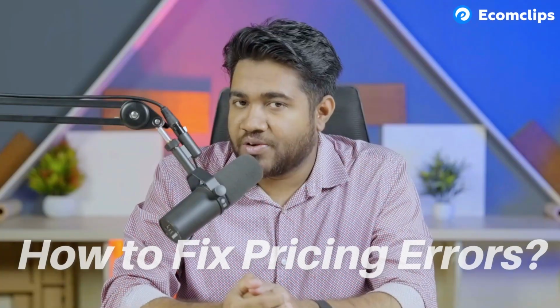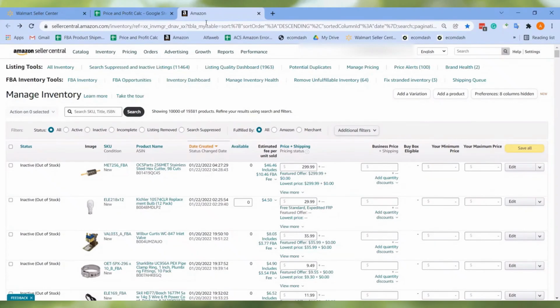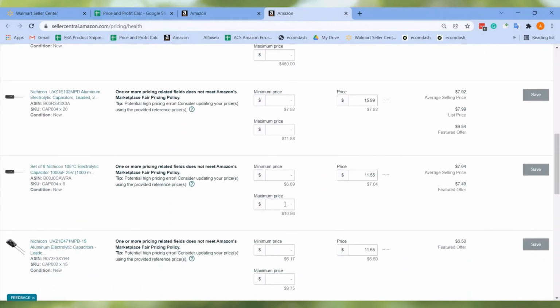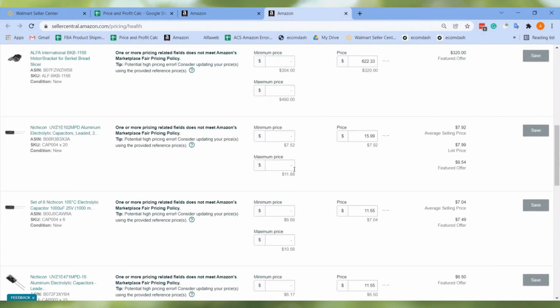How to fix pricing errors on Amazon? Now let's fix this problem. The first process I'm going to show you is pretty simple. What you have to do? Go to Seller Central and open the Manage Inventory page. You need to find Pricing Alerts and click on it. Now you can see all the products that have pricing issues. Now set a minimum price, a standard price and a maximum price. Then hit save. That's it. Amazon will update your price within 15 minutes. This shows Amazon that your prices are intentional and not a mistake.